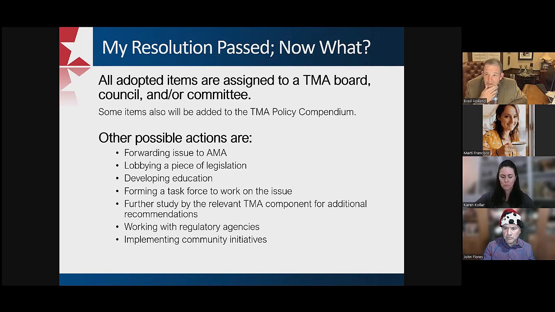Further study by the relevant TMA components for additional recommendations, and then working with regulatory agencies, say the Texas Department of Insurance or Texas Medicaid, and then implementing community initiatives if it is something on a more local level or affects a particular community.